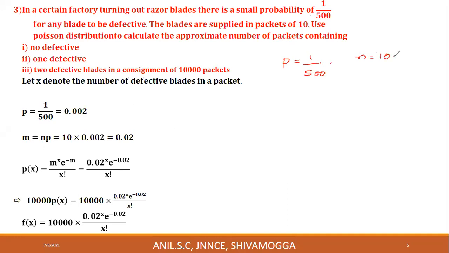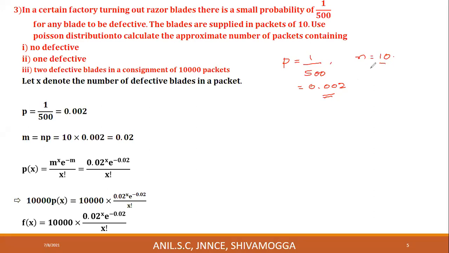N is equal to 10, and 1 by 500 means 0.002. When compared to this 10, 0.002 is a very small number, and there are only 2 possibilities, and N is large when compared to this probability of success. What is success? Getting a defective blade is my success. When compared to this success, N is very large. Therefore, Poisson distribution is appropriate here.